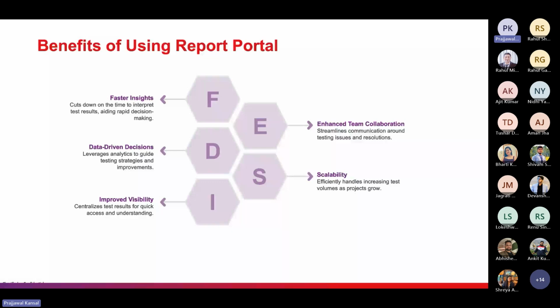This will keep everyone in the loop, and help them resolve the issues faster. And the next one is data-driven decisions. So if analytics show that certain tests are constantly failing, a team can investigate those areas more closely and allocate resources to improve them, ensuring better software quality over time, right?